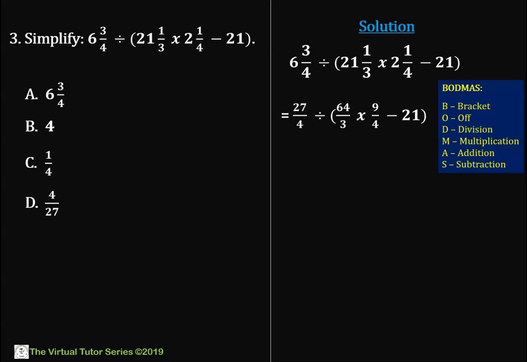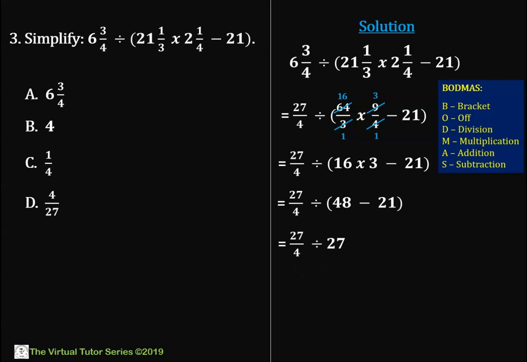Now, 3 into 3 is 1, and 3 into 9 is 3. Again, 4 into 4 is 1, and 4 into 64 is 16. This produces 27/4 divided by (16 times 3 minus 21). 16 times 3 is 48. So we have 27/4 divided by (48 minus 21). 48 minus 21 is 27.